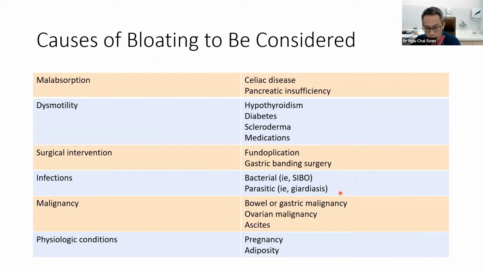And I think you are aware that some patients who present with acute gastroenteritis may also complain of bloating as a symptom. And most importantly is malignancy, which we can't afford to miss, which may be due to gastrointestinal tract diseases, ovarian origin, or ascites, or peritoneal metastasis. Other physiological conditions that we may need to consider are that the patient is just being fat, or because the patient is pregnant.